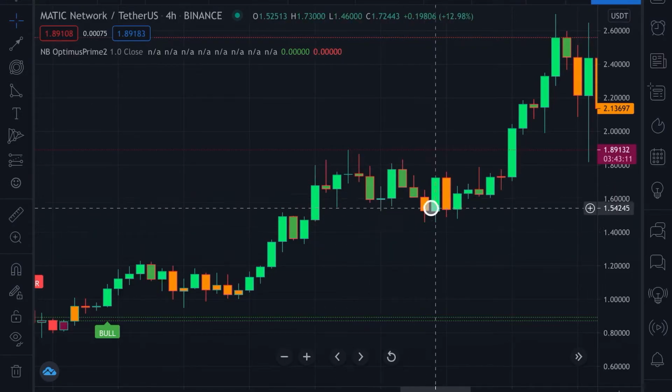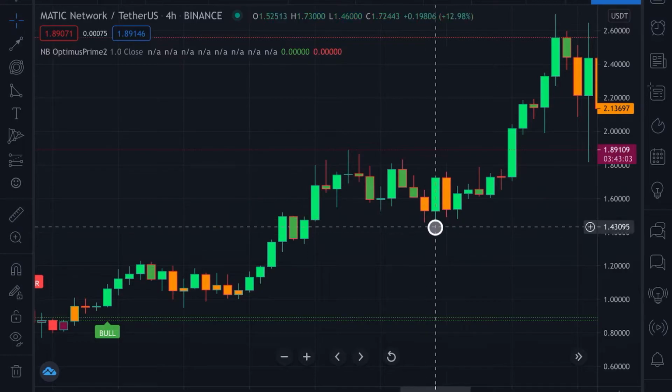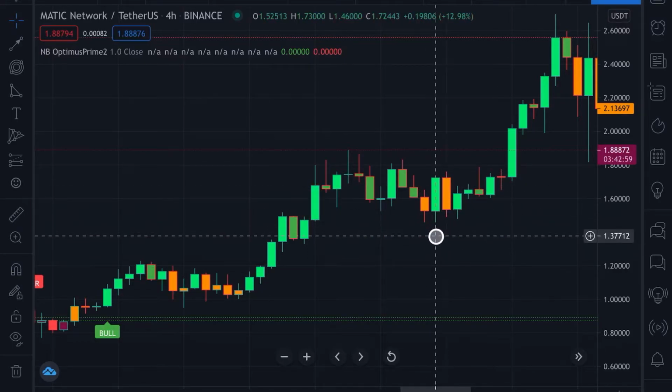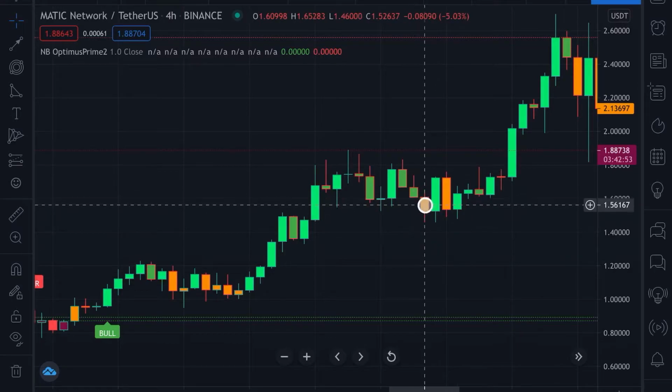So then we have an orange candle, right? The body of the candle is orange, as well as the wicks. Everything about this candle is orange. Let me move the cursor so you can see the two. So this is saying that the trend might change. This is a candle that is losing its momentum.